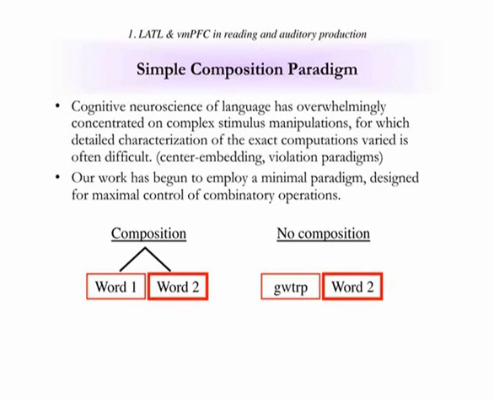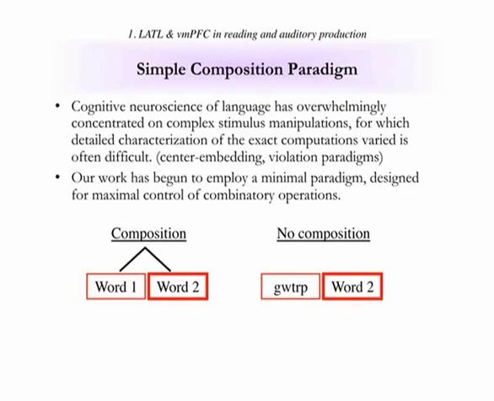So in recent work we've developed a very minimal paradigm that is really just aimed at studying a single step of composition. So it's really very simple. We have the first word and the second word, and we're studying the combination of the two words. And remember, with MEG, we have enough temporal resolution that we can really just focus on this second word.